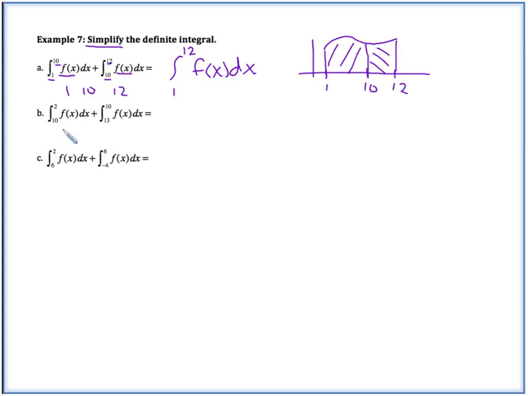All right. In our next one here, let's go ahead and draw our picture first for this one. Okay, so this is from 10 to 2. So 10's over here, and 2's over here. And then this one is from 13 to 10. So 13's over here, and 10's over here. Okay, so we'll just draw our function again.